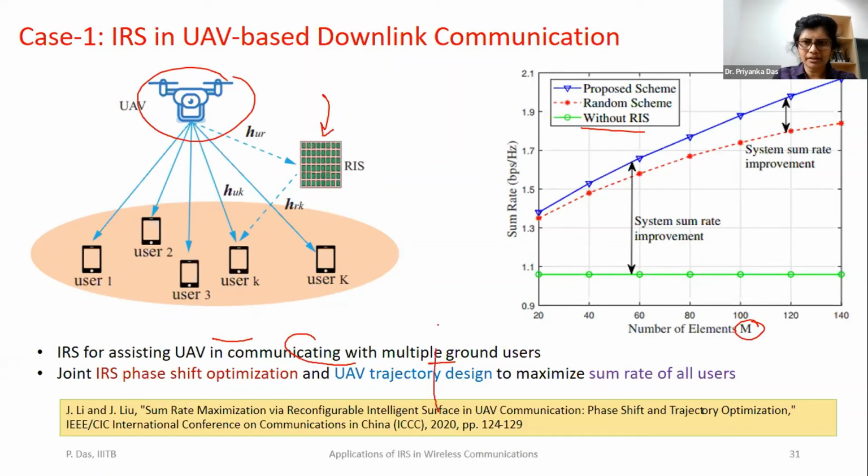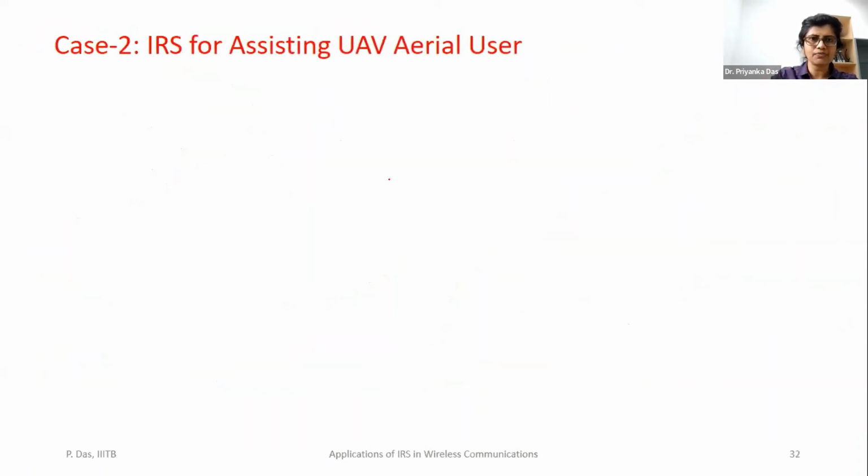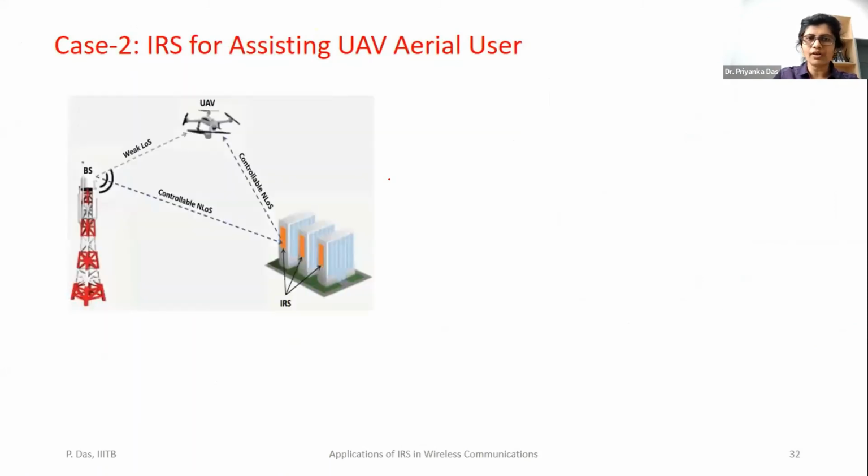Now this paper's proposed method is this blue line, which outperforms a random selection of elements and trajectory. This is a big advantage they gain when the number of elements is higher, and significantly it's going up. The red line is random. This is without IRS. Better, you can put your RIS to communicate between the UAV and the ground users.